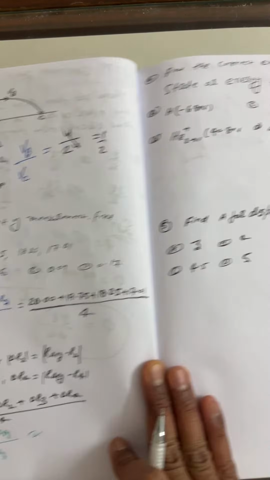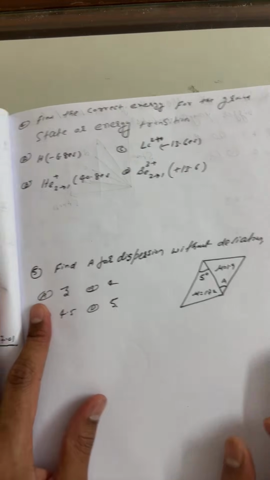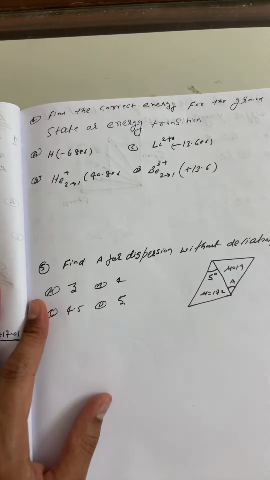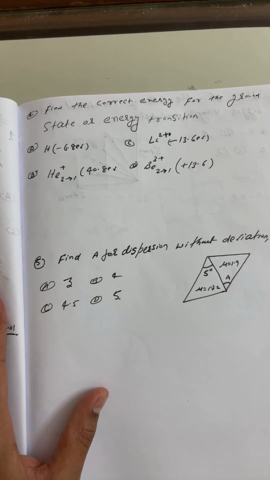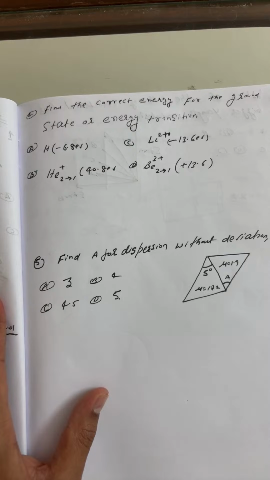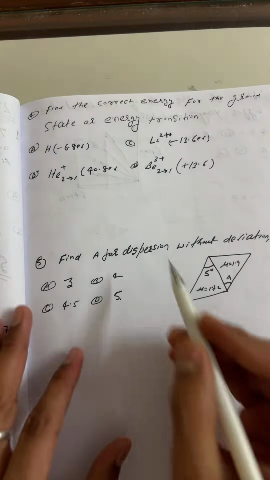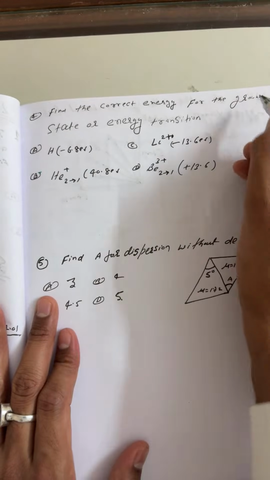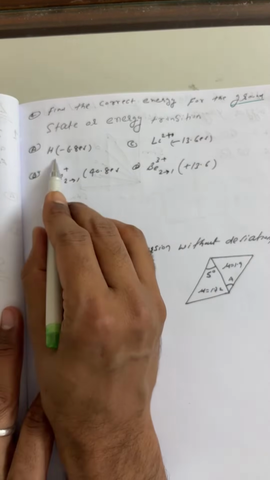Now students, have a look at the next question. This question is from 12th class. So what is the question telling? Find the correct energy for the ground state energy transition. What is the correct energy which we have to find? Let's go through the energy transition from the ground state. So this is the initial state here.